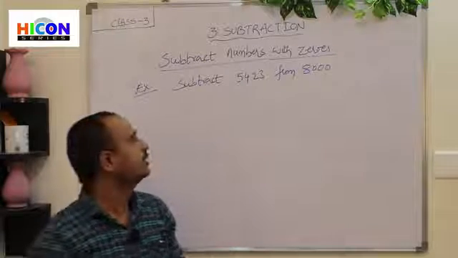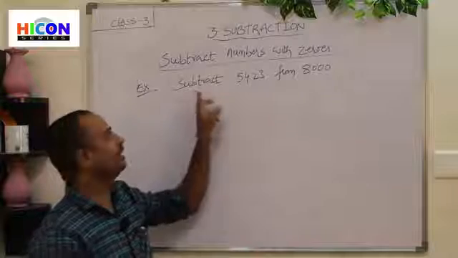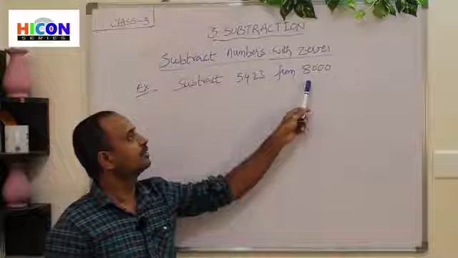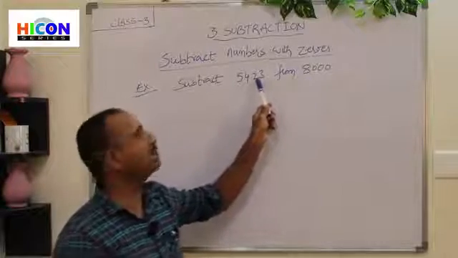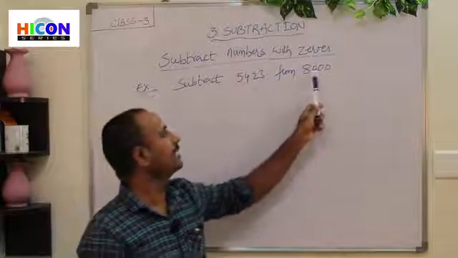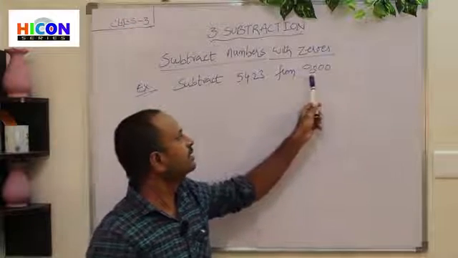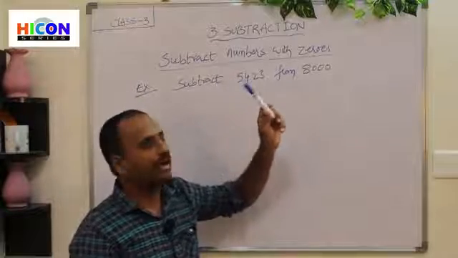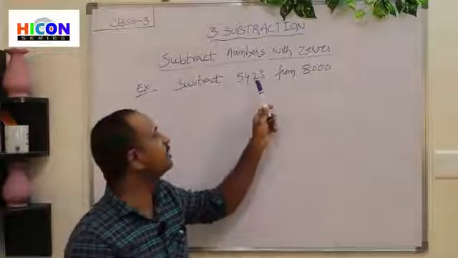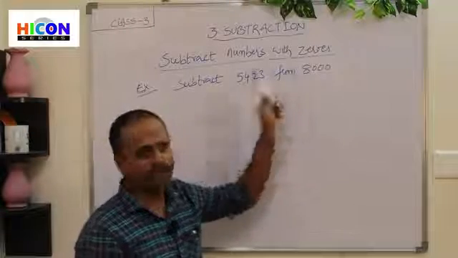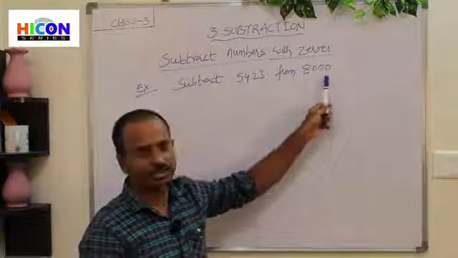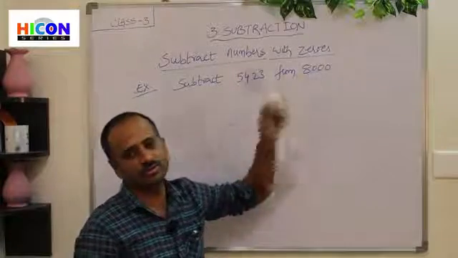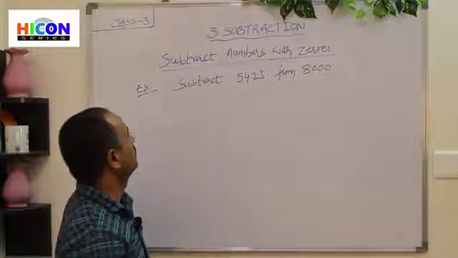So for example, see the children, subtract 5,423 from 8,000. Here the first number given is 5,423 and the second number is 8,000. In 8,000 there are 3 zeros. So now we have to learn how to subtract 5,423 from 8,000. This number has more zeros. So now the topic is how to subtract numbers from the zeros. Let us start our solution.